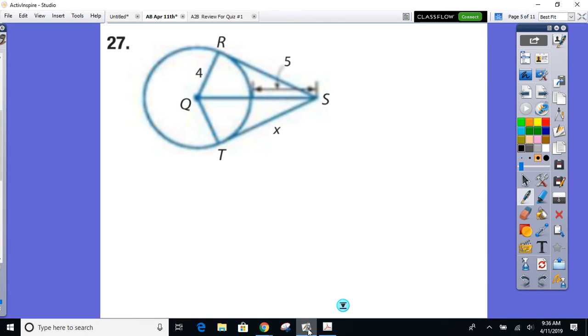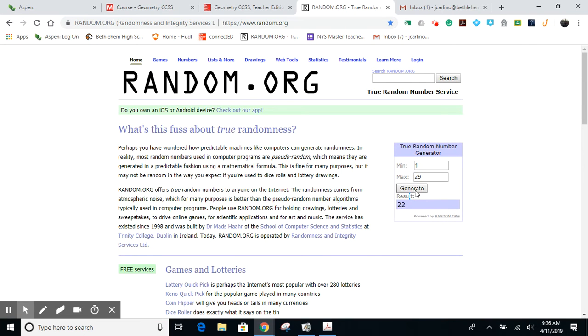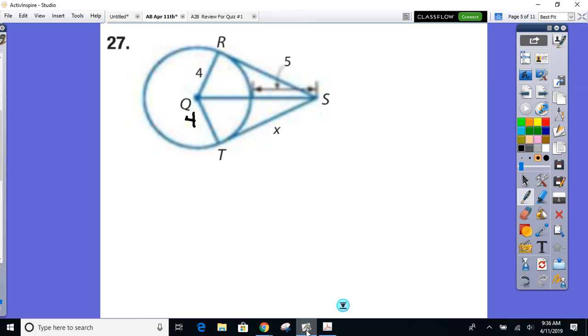RS and TS. Oh, sorry. QT is 4. Why? Explain. It's a radius, so any radii in the circle will be 4. Good. Add something else to my diagram. 22. Add something else to my diagram. QS is 9. How do you know that? That's 5. I got that, but how do you know that's 4? It's a radii. All radii are congruent.